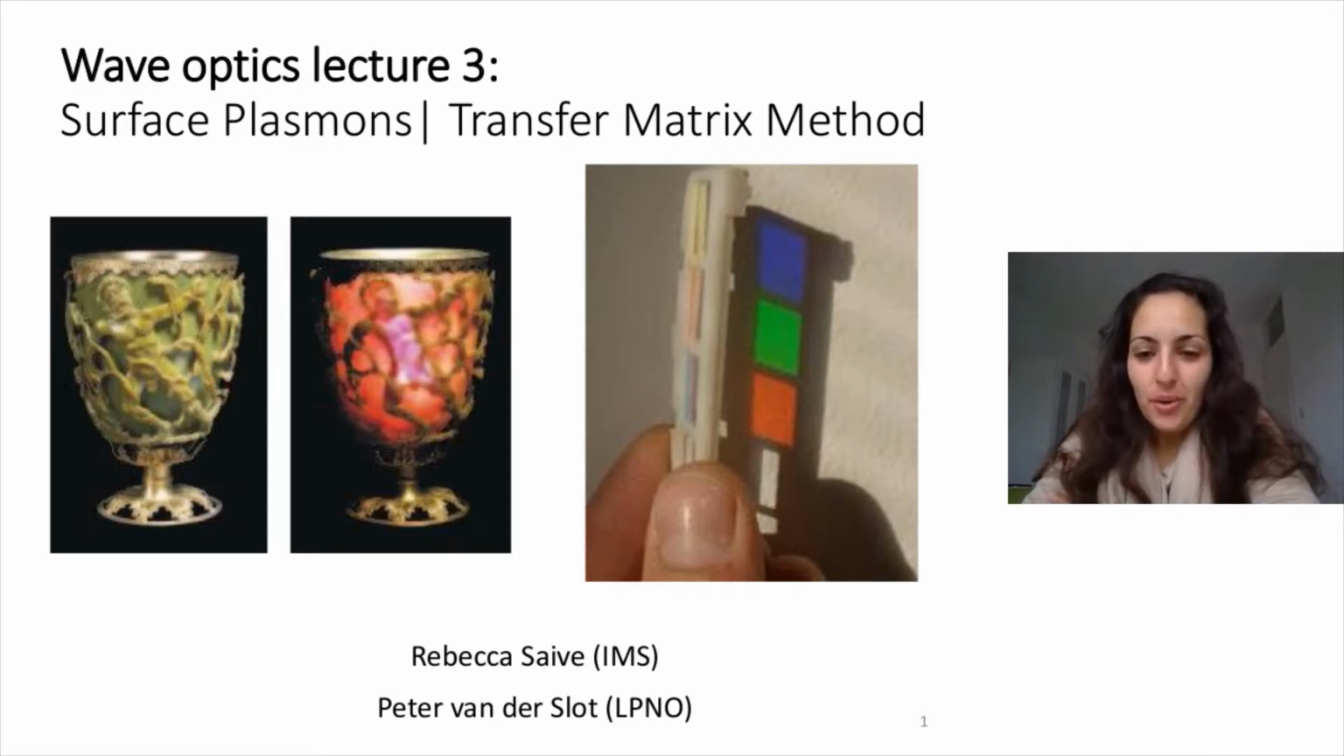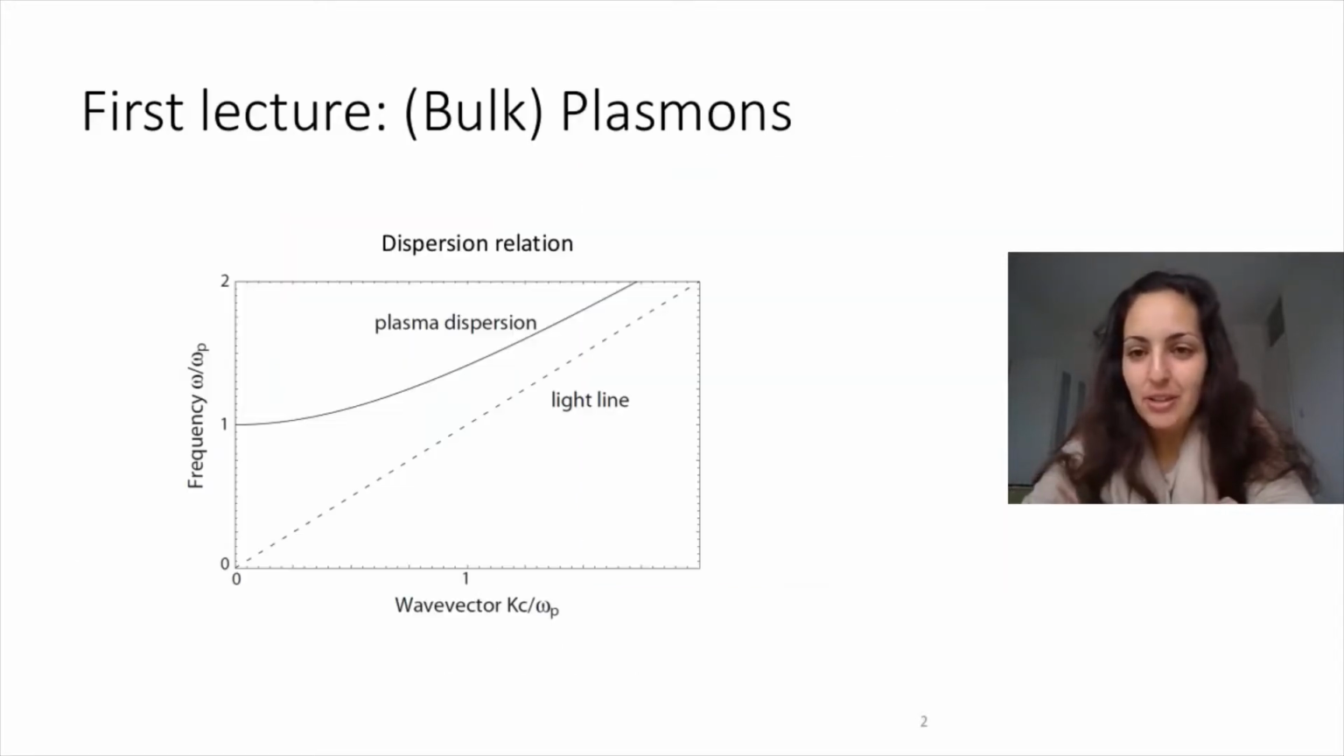So first we are going to talk about surface plasmons, and well, the word plasmon came up already in the first lecture that we had together, so the second lecture overall. Namely, we did talk about what bulk plasmons are. So we talked about what happens when light interacts with metals, how there will be an interaction between the light and the free electrons in the metal, and that will then lead to this dispersion relation.